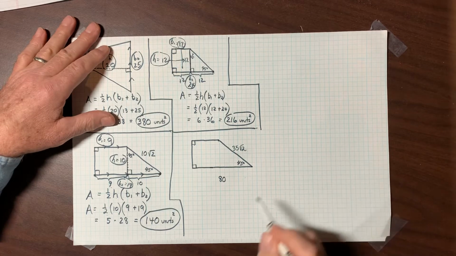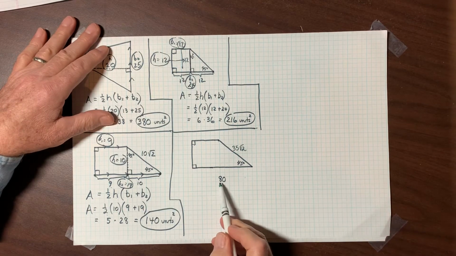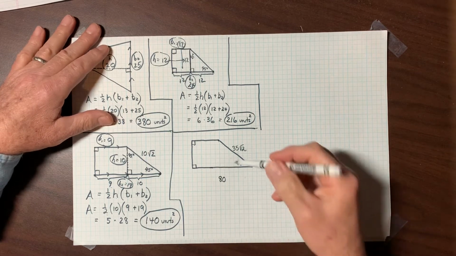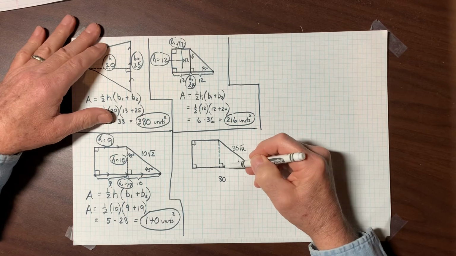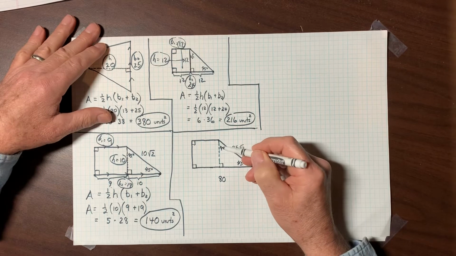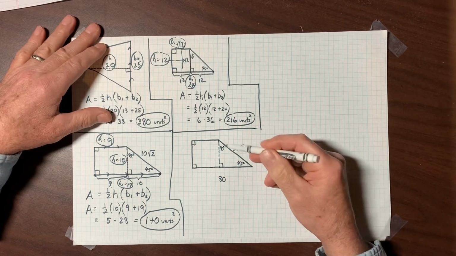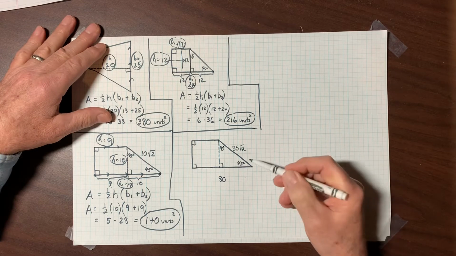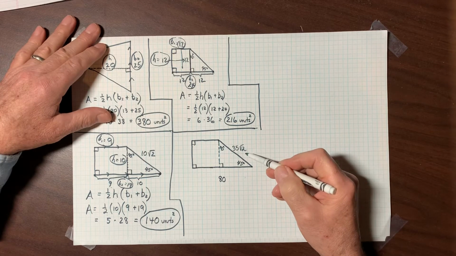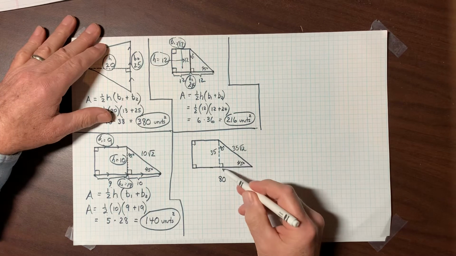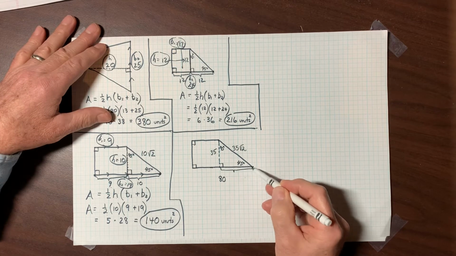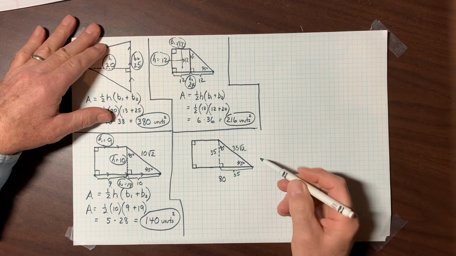All right. Now, here's what we know. We know the bottom base. Not enough to find the area. So we got to find the height, and we got to find the top base. So first thing you're going to do is drop an altitude down to form a 45-45-90 triangle. This 45-45-90 has a hypotenuse with a length of 35 square roots of 2. If I divide by the square root of 2, that means that each leg is going to be 35. So I have my height now.